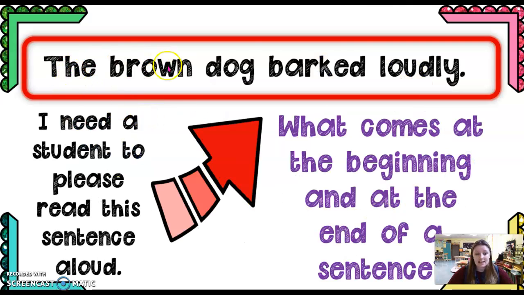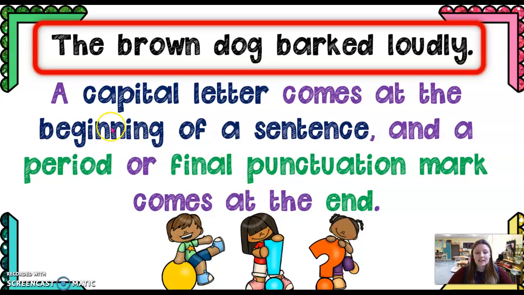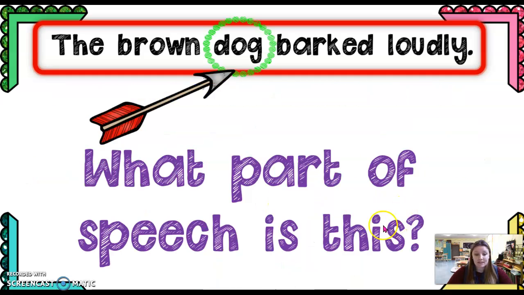This sentence says, the brown dog barked loudly. What comes at the beginning of a sentence? What comes at the end of a sentence? A capital letter comes at the beginning of a sentence, and a period or a final punctuation mark would come at the end. What part of speech is dog? Is a dog a noun, a verb, or an adjective? A dog is a noun because a dog is a thing.